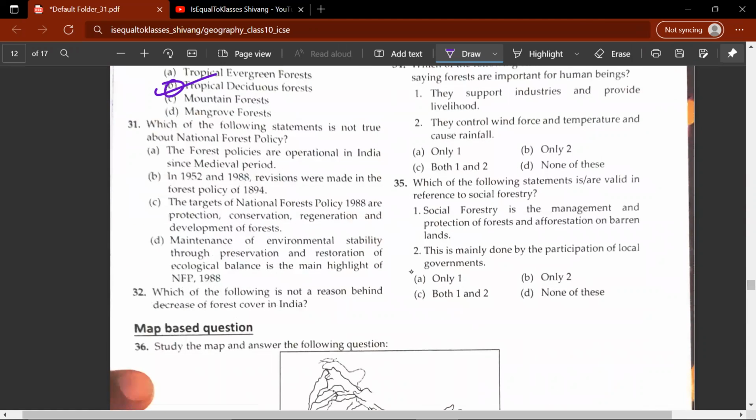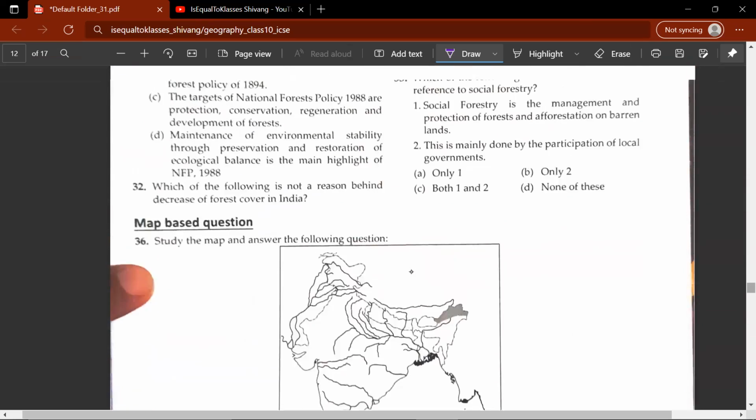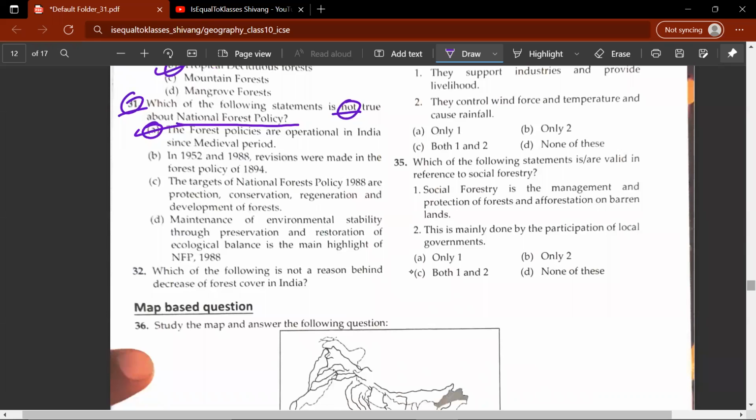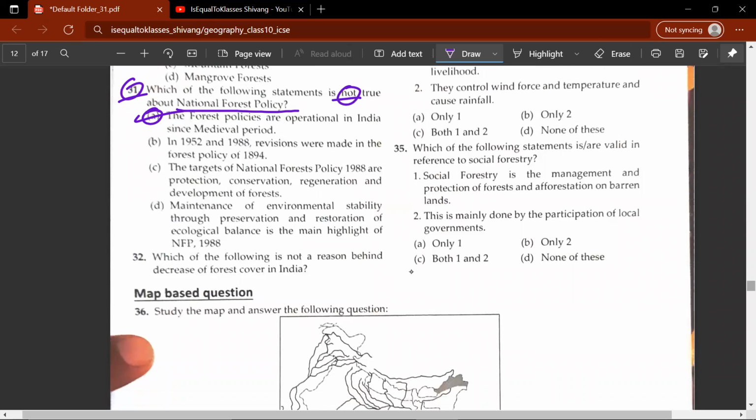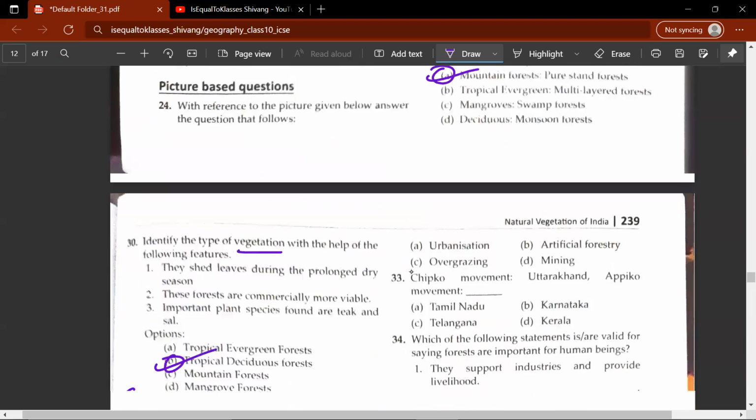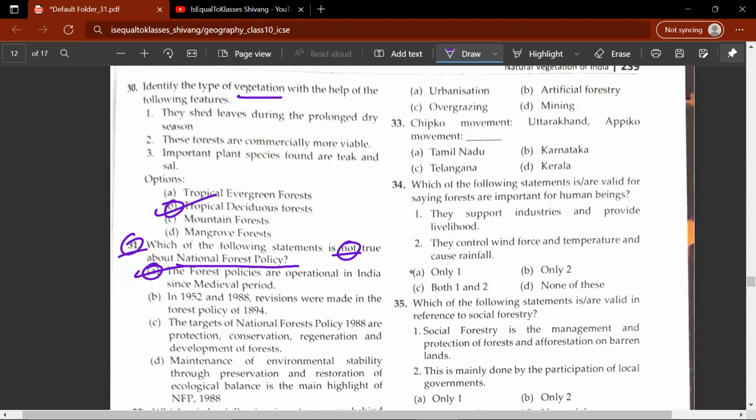Let's move on. The 31st question: which one of the following statements is not true about the national forest policy? So for this, the correct answer would be A. The forest policies are operational in India since medieval period. Okay, so the 32nd question: which one of the following is not the reason behind decrease of forest cover in India? Would it be A, B, C, or D? So for this, the correct answer would be B, artificial forestry.